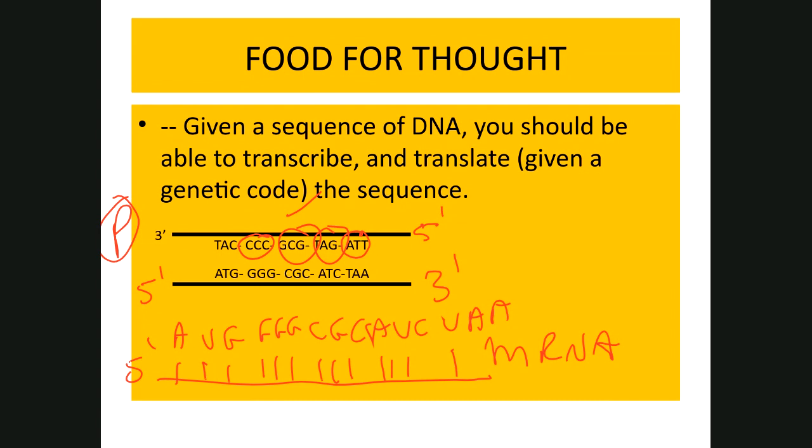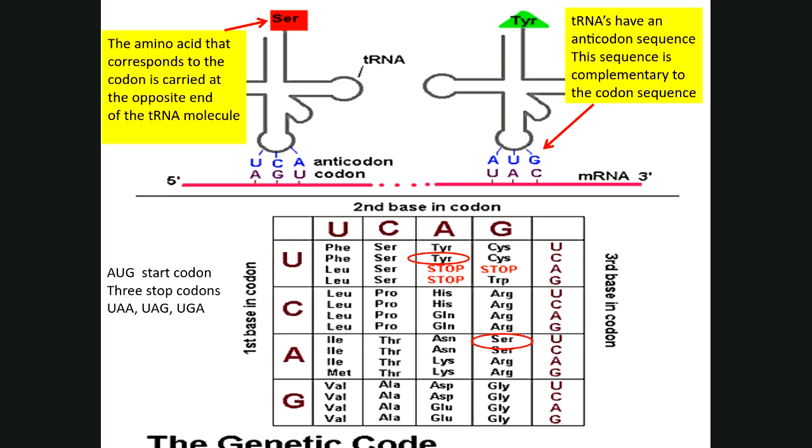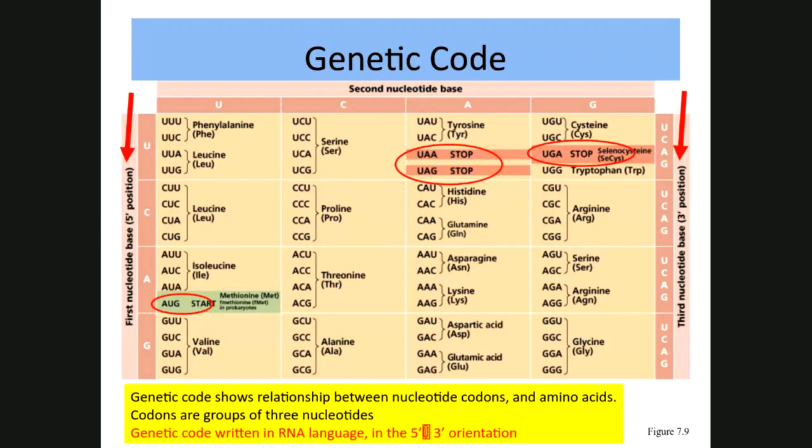Once you have transcribed, then you can use the genetic code to translate. So now you go back to the genetic code to translate the messenger RNA. AUG was methionine, so you know the first amino acid in the protein is going to be methionine. The next one was GGG. GGG is glycine. So the next amino acid is glycine.